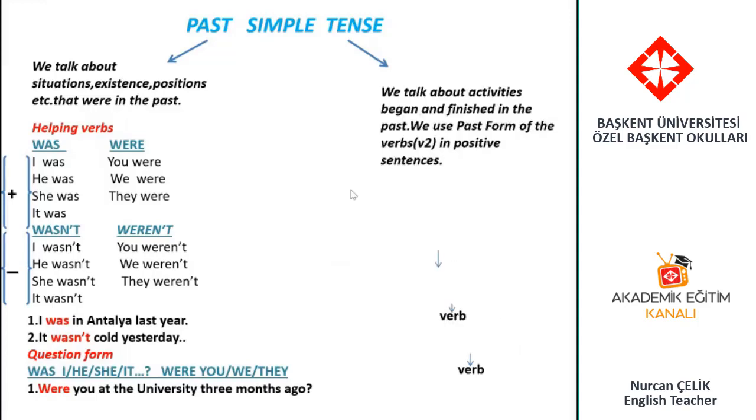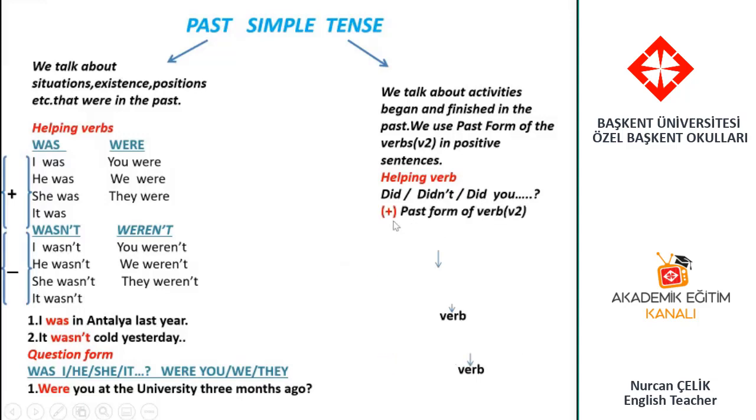We talk about activities that began and finished in the past. We use past forms of the verbs. We shortly call them verb 2 in positive sentences. The helping verb is did. And for negative sentences, we use didn't. And when we make questions, we use the helping verb did in the beginning of the sentence.